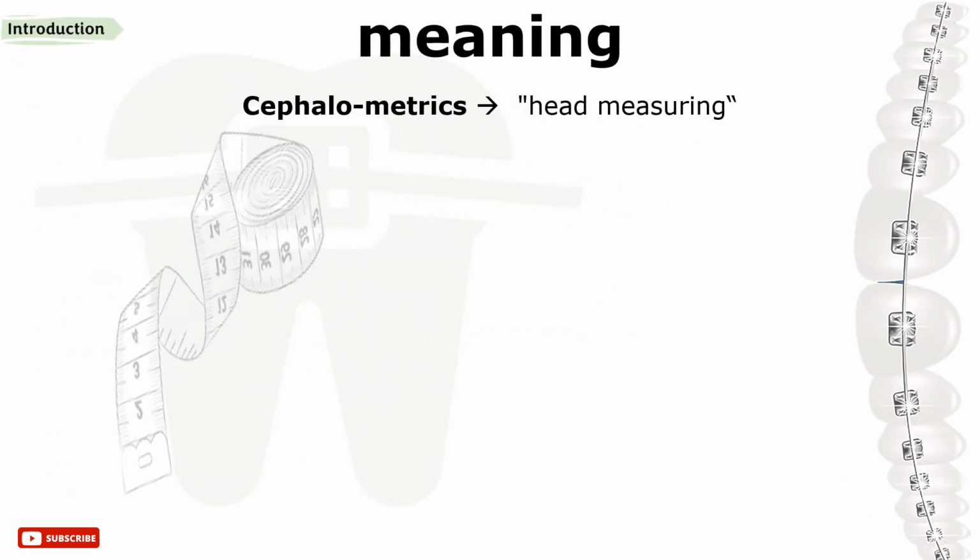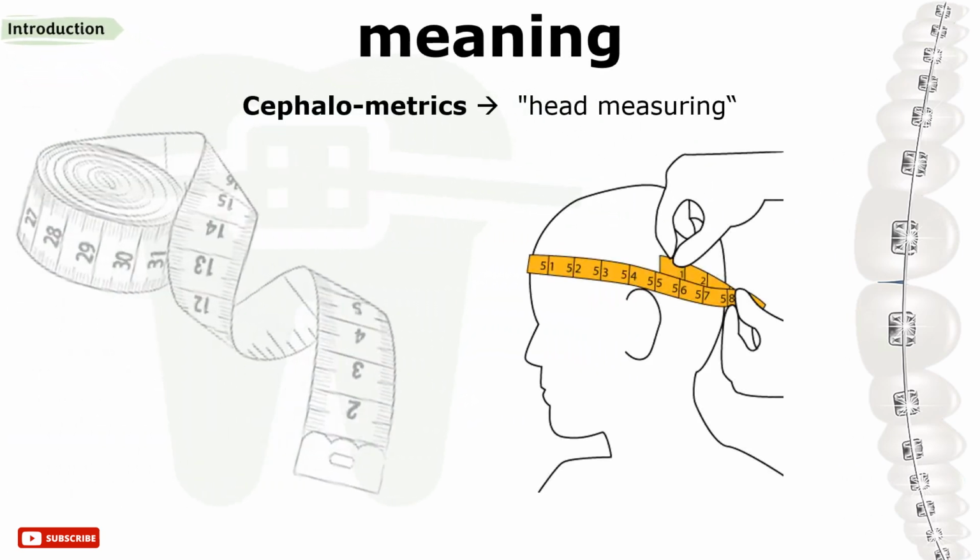To begin with, we will define the word cephalometrics. Cephalo means head, and metrics means measuring. So, the word means the recording and interpretation of measurements of the skull made on standardized radiographs of a living head.